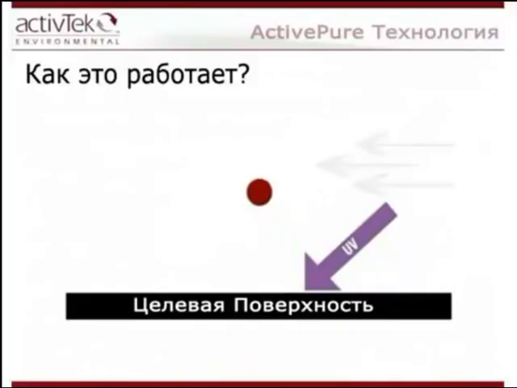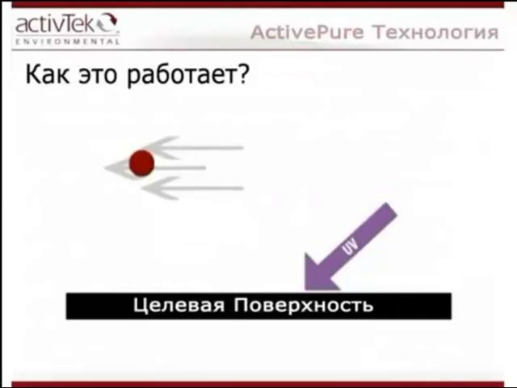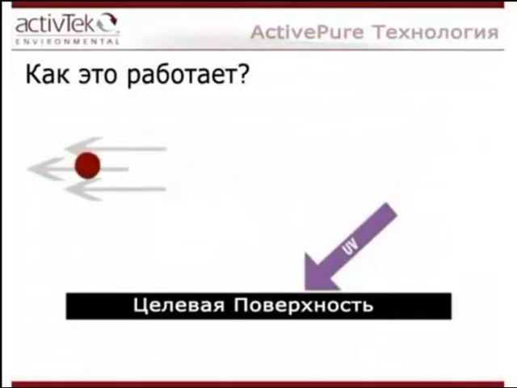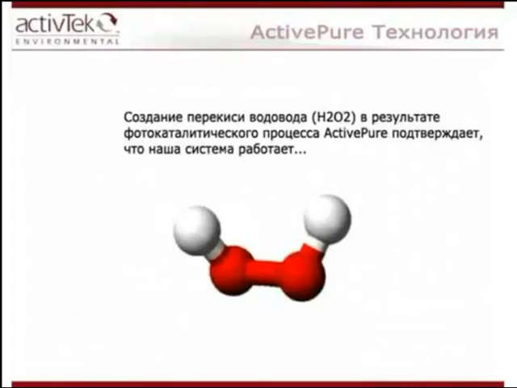We have titanium dioxide. This is used to produce hydroxyl radicals and oxygen ions, both of which are very powerful oxidizers. We have what we term element X. This converts nitric oxide. Our element Y accelerates the reactivity of the titanium dioxide and reacts with the oxygen to address harmful contaminants. Element Z produces reactions with hydrogen and improves the overall function of the titanium dioxide coating. The creation of hydrogen peroxide, H2O2, from the Activ photocatalytic process is how our system works.